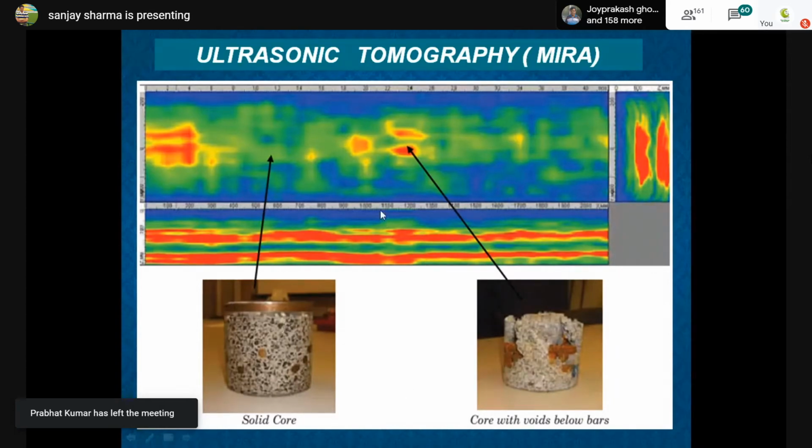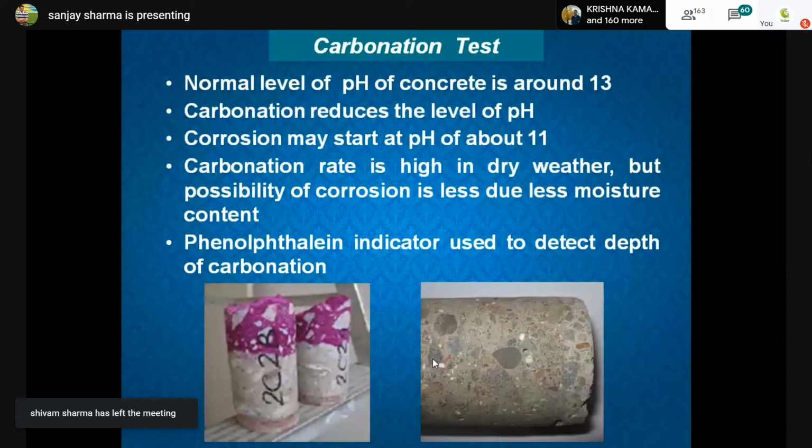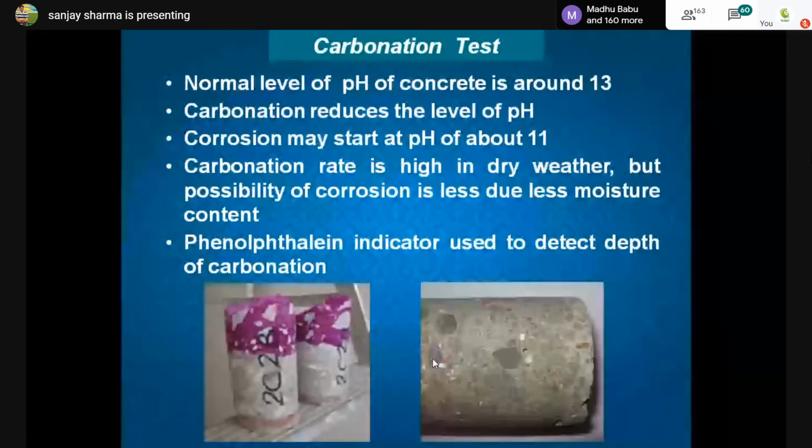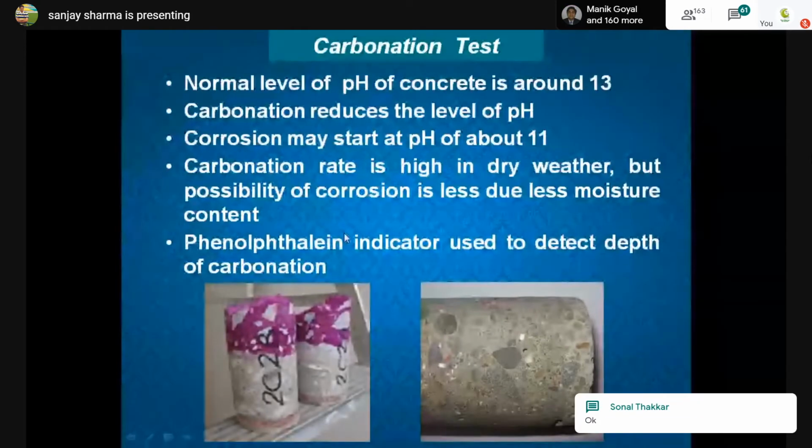Corrosion can be interpreted by this particular system also. In between there are some other tests, but I think we should go to the carbonation test. The carbonation test is a chemical test. The normal pH value of concrete is 13, but when carbonation occurs, the pH value reduces to near about 9 or 10. Carbonation is very high in dry weather, but the possibility of corrosion is less due to moisture content. Phenolphthalein indicator, which we use in our lab, is a good way to test this.